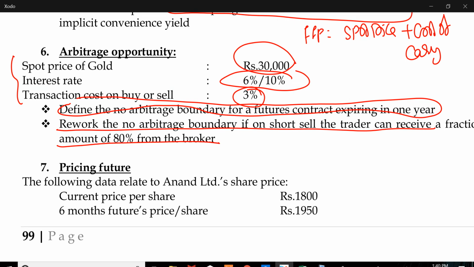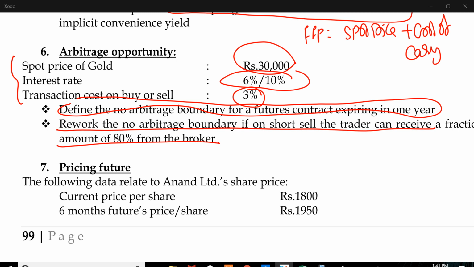Now short sell means you are selling the gold, but you don't have the gold with yourself. That is technically called short sell. A short sell refers to a transaction wherein a sale is done today, but delivery will be done a year later, or 6 months later, 3 months later, 2 months later. Now the question is saying you can do a short sell, but in short sell what amount will you receive? Only 80%. The balance 20% I receive after I deliver the gold.